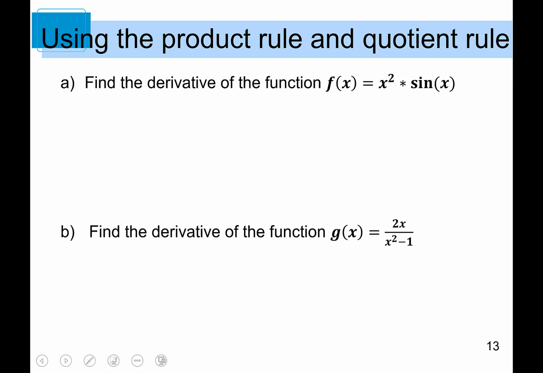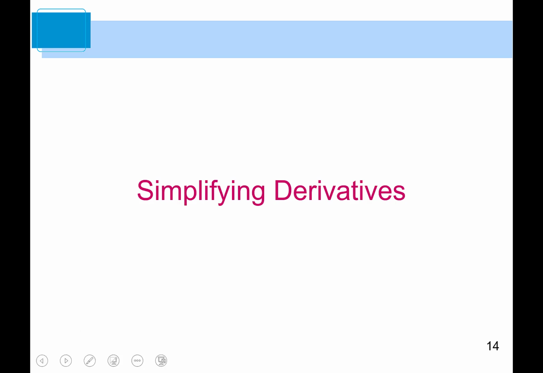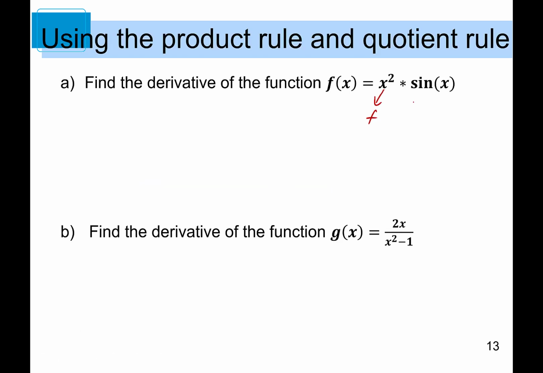Okay, so let's just do a quick review of the product rule and the quotient rule. Find the derivative of the function f of x equals x squared times sine x. So here we assume this is f, and that's going to be g, right? So f equals x squared, so f prime, the derivative of x squared, is 2x, right? And g equals sine x, and then g prime equals cosine of x.